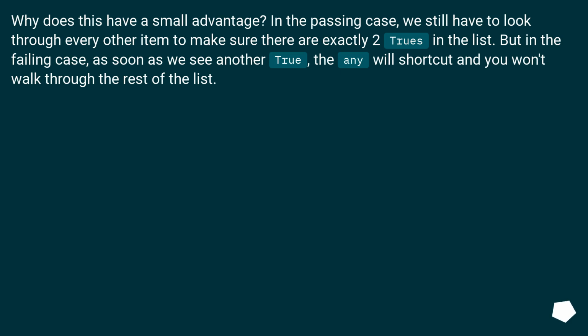Why does this have a small advantage? In the passing case, we still have to look through every other item to make sure there are exactly 2 trues in the list. But in the failing case, as soon as we see another true, the any will shortcut and you won't walk through the rest of the list.